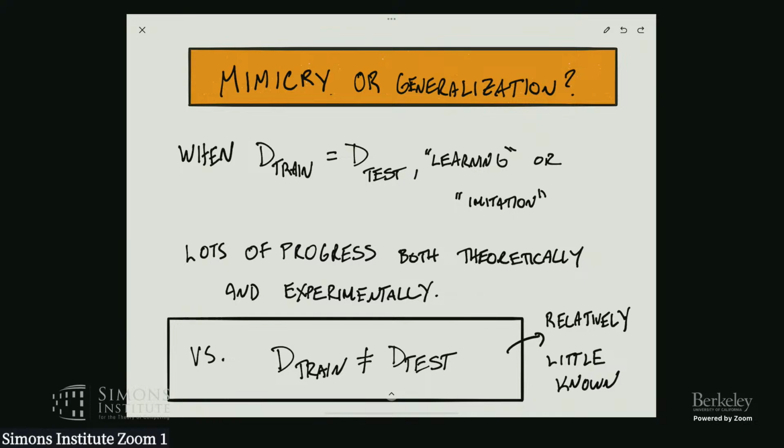For the case dtrain equals dtest, is generalization the right term, or is the right term mimicry? Are we learning, or are we doing imitation? And I would say that for the case when dtrain equals dtest, for imitation or for mimicry, relatively speaking, we've had lots of progress, both theoretically and experimentally.